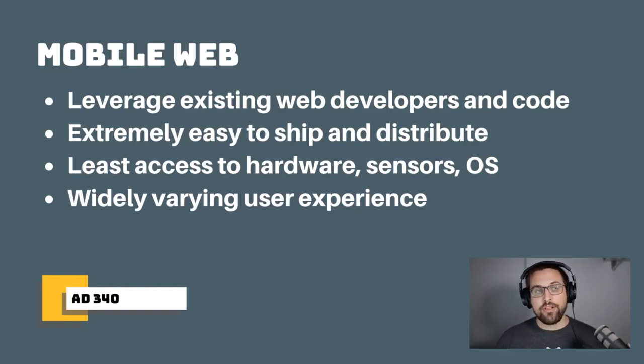Challenges with mobile web include the least amount of access to low-level hardware and sensors. So that can be a big challenge if you're building an app that uses a lot of that stuff. And then just widely varying user experiences. There really aren't a lot of standards for mobile web experiences. It's really just like the web. It's kind of the Wild West. You can sort of do whatever you want. So this can present unique challenges if those mobile web experiences aren't taking into account the mobile experience as well, the sizes and the resolutions and the orientations and all that stuff. So it can be tricky.